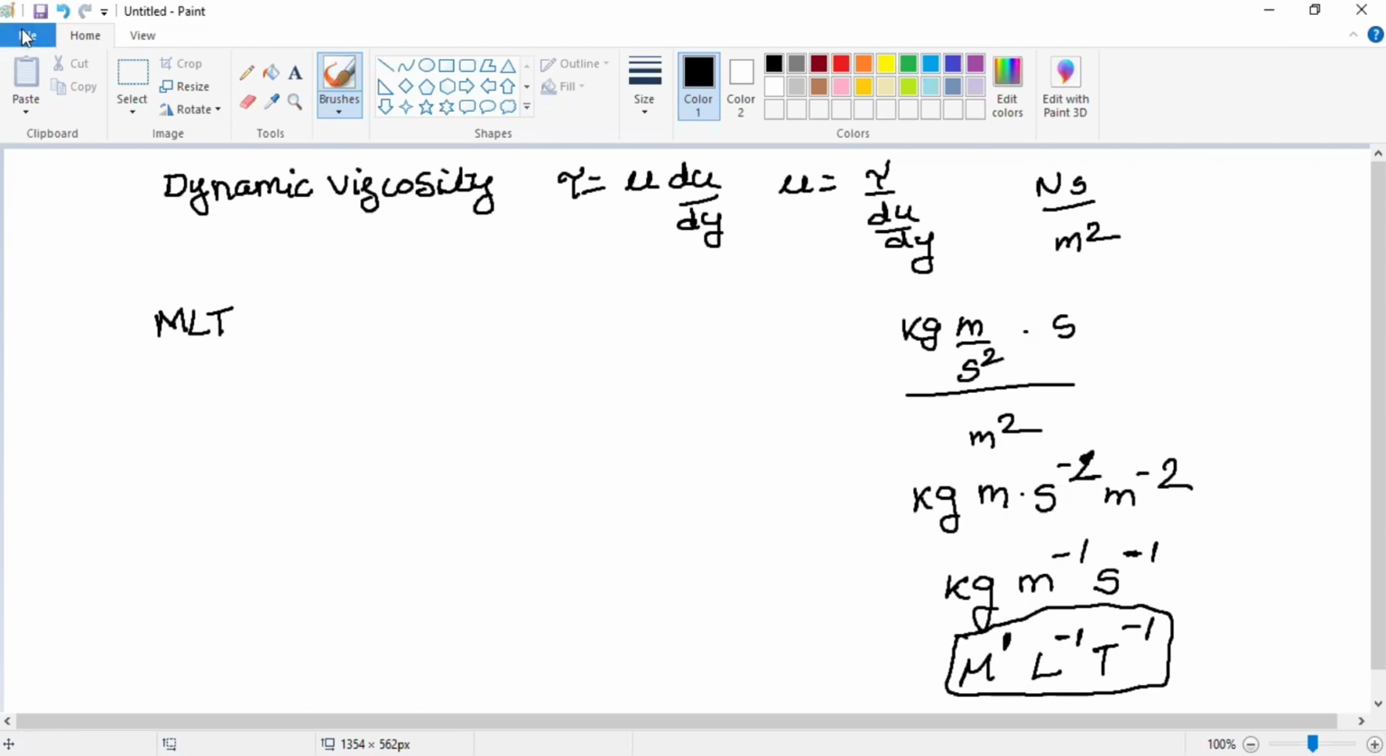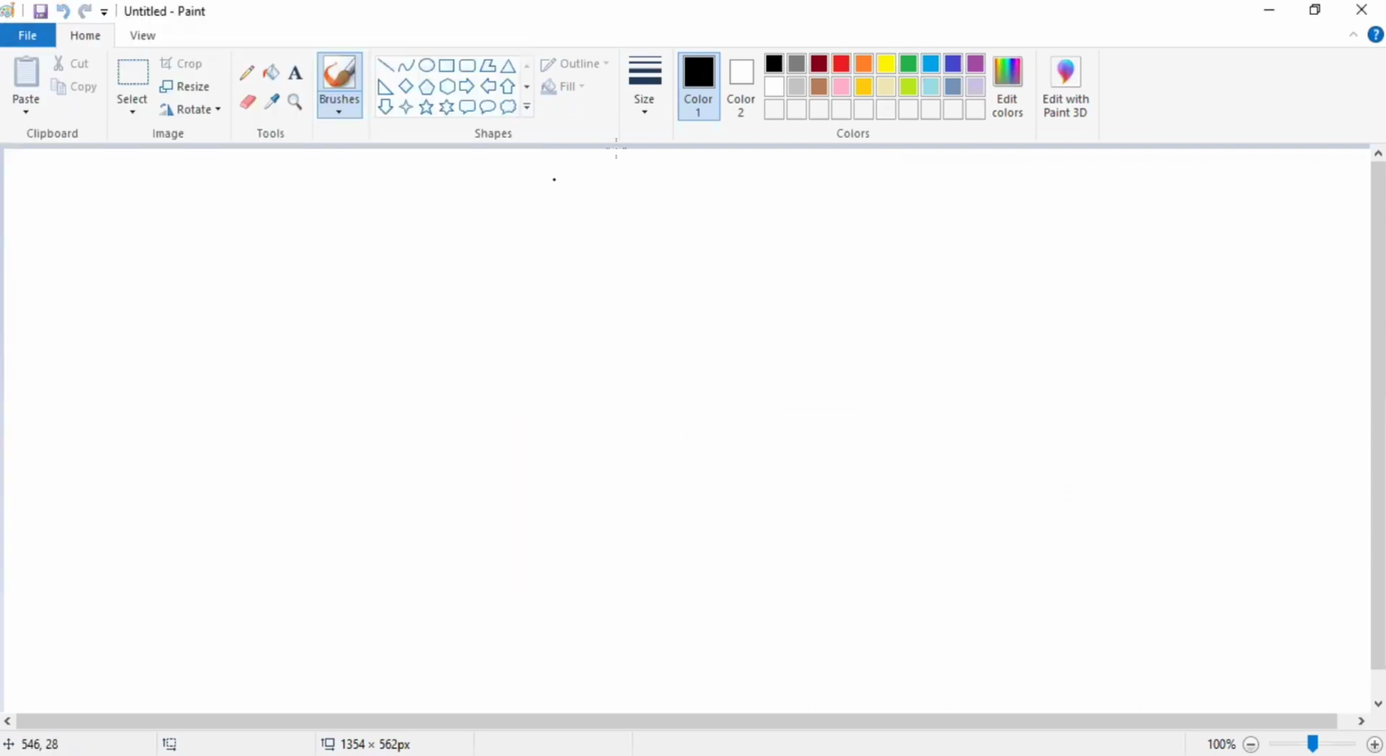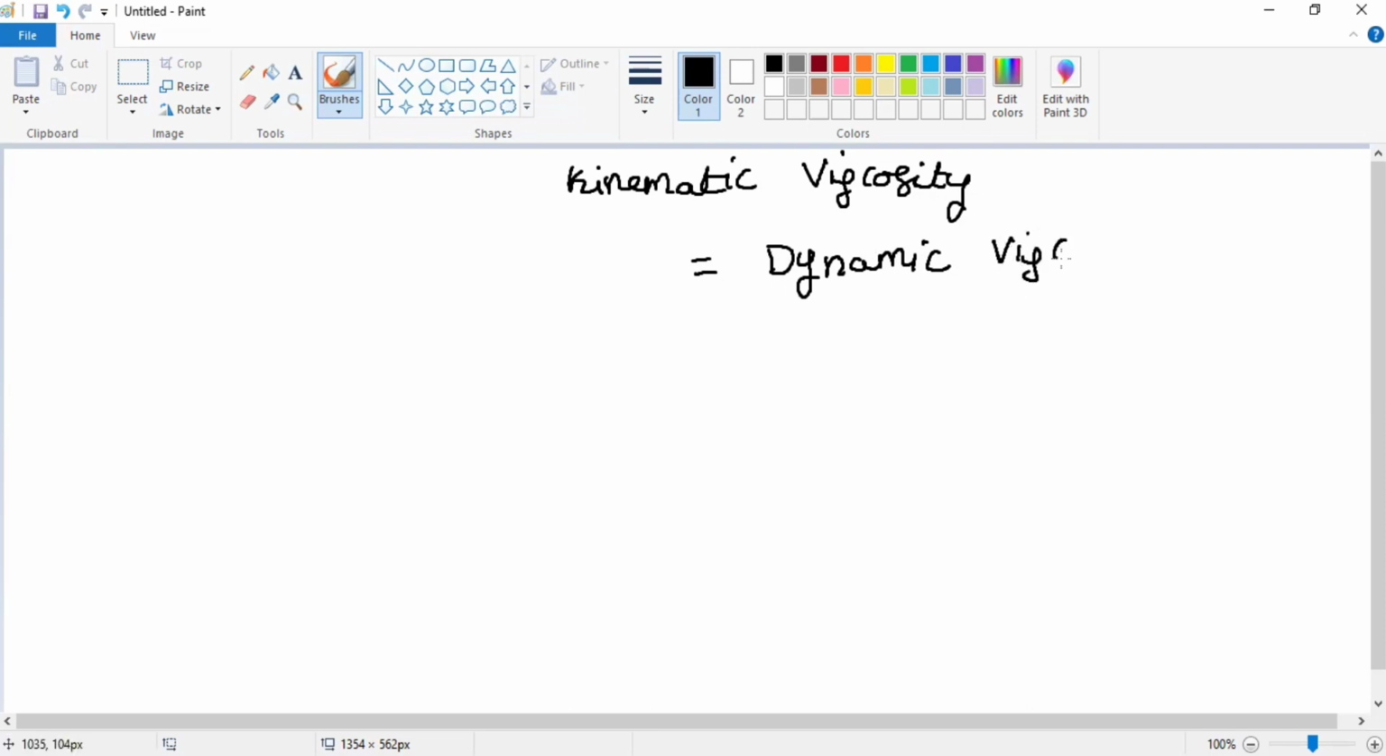Now let us discuss kinematic viscosity. What is kinematic viscosity? Kinematic viscosity is the ratio of dynamic viscosity and density of the fluid.